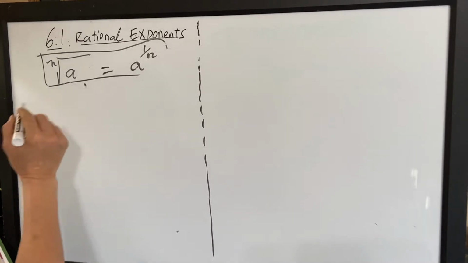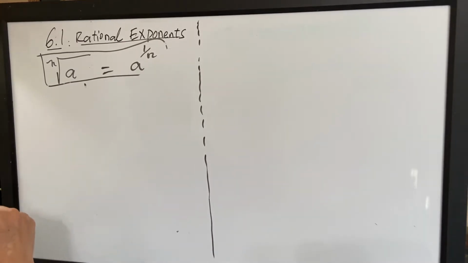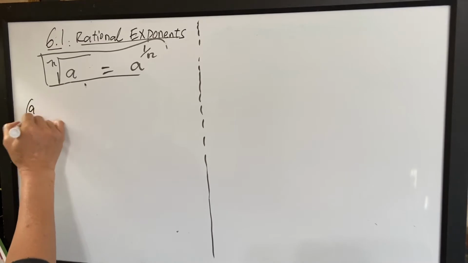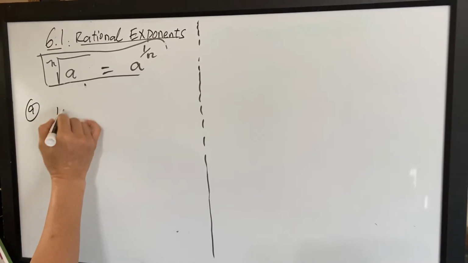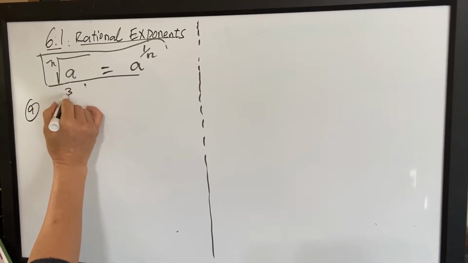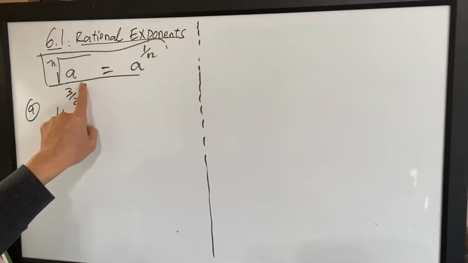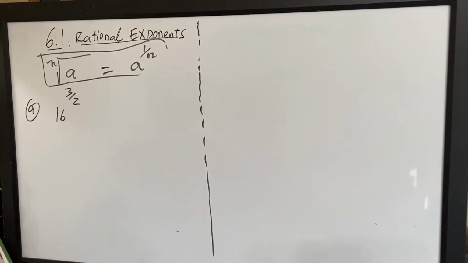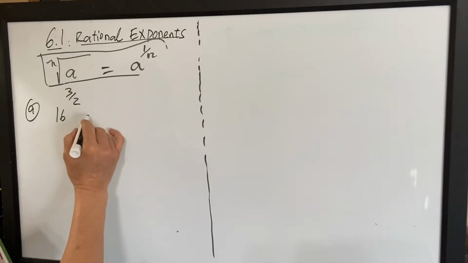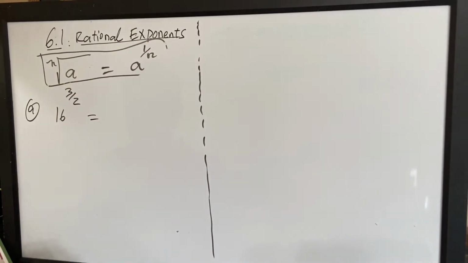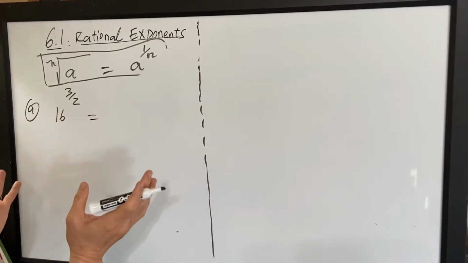Example 2 you have right now, and the text asks us to evaluate part A, and that is 16 to the 3/2. There we go. What would that look like? What is the value of this look like? And you are now no stranger to the rational exponents. You can choose to do several ways if you want to.